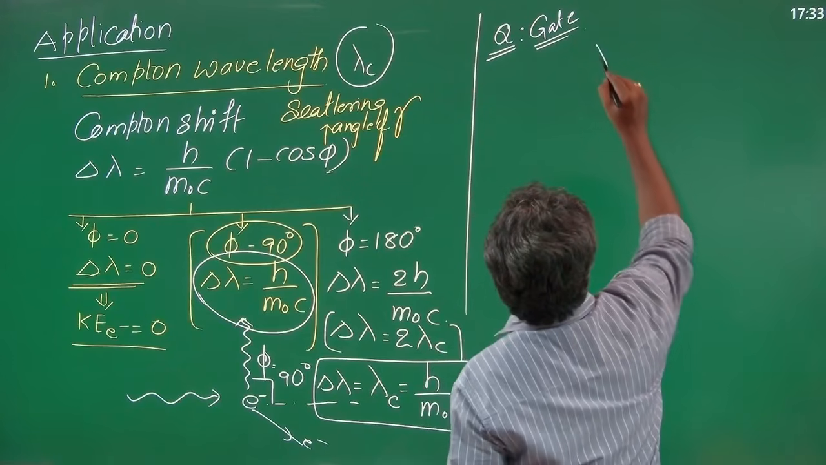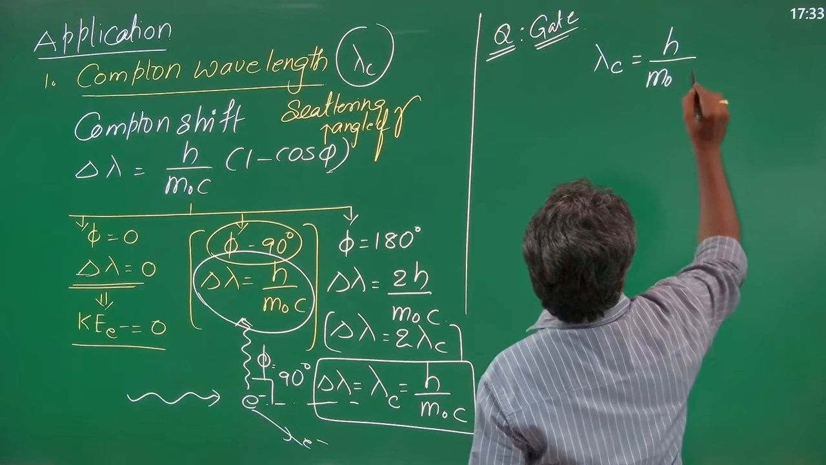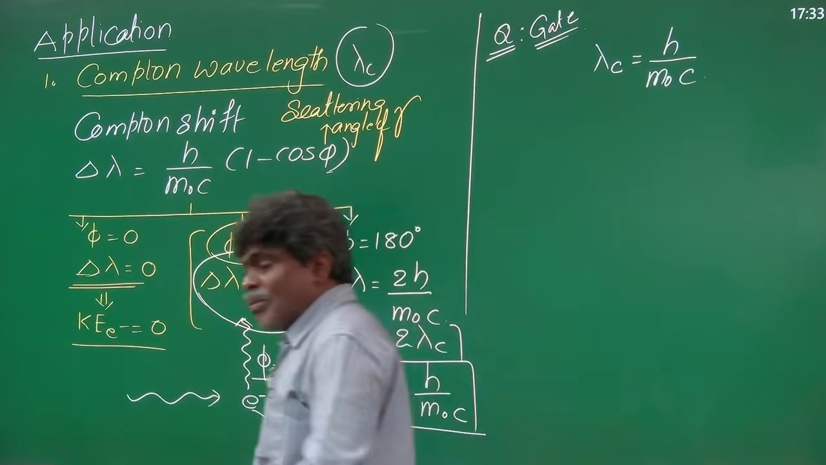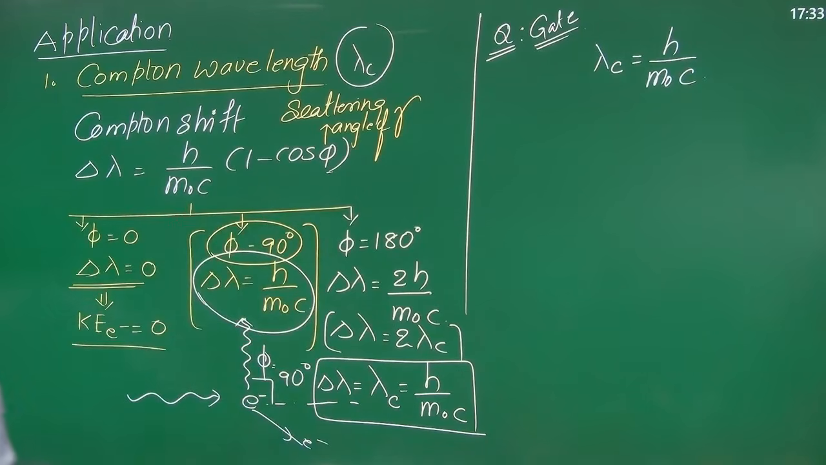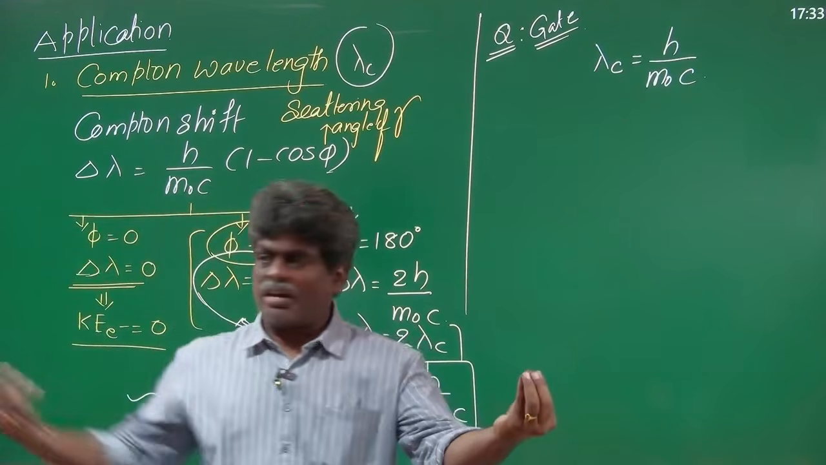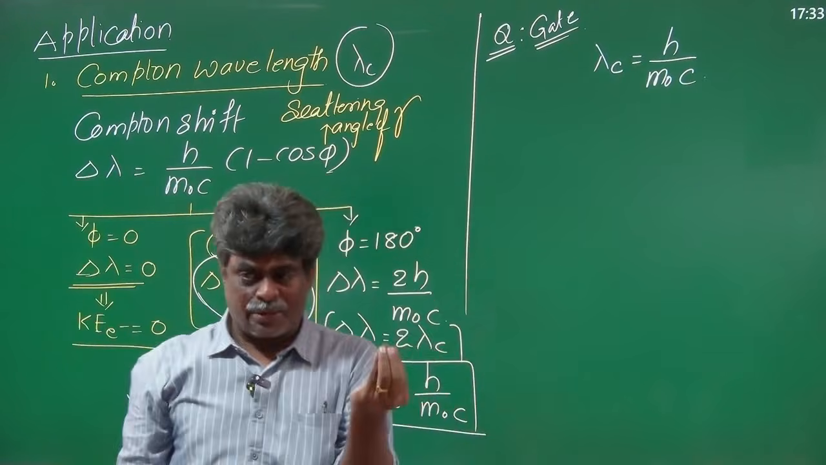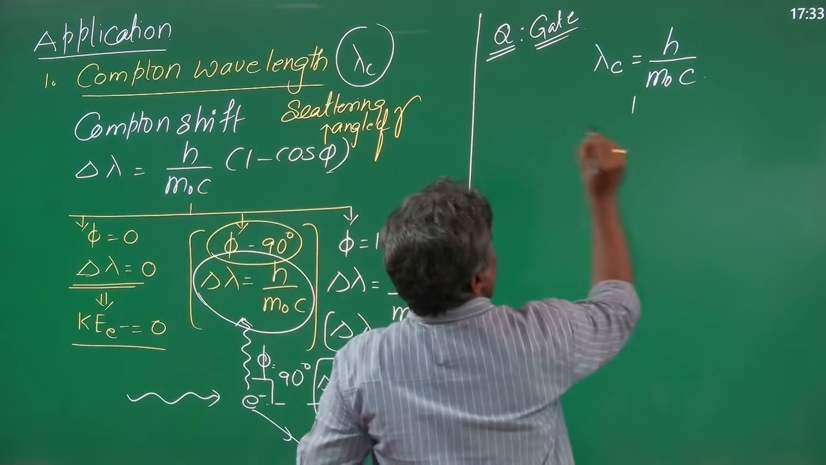So here we have the Compton wavelength, lambda c equal to h by m naught c. What is m naught? The rest mass of the particle which is just like a target. Say yes or no? This is the electron, which is the target, and the photon is coming and striking and scattered. So this is the electron. Now see carefully.